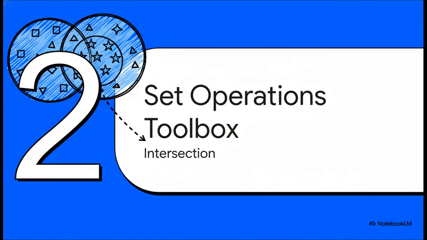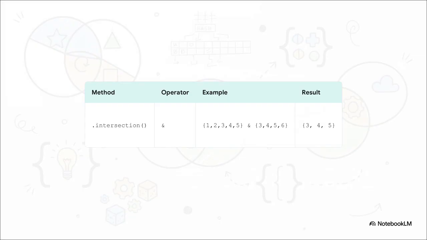Okay, so that's how you bring two sets together. But what if you want to do the opposite? What if you need to find only the things that two sets have in common? For that, we've got intersection. You can use the .intersection method or just the ampersand symbol. And what it gives you is a brand new set with only the elements that were found in both of the originals. So in our example, that's 3, 4, and 5. You can think of it like finding the mutual friends you have with someone online.